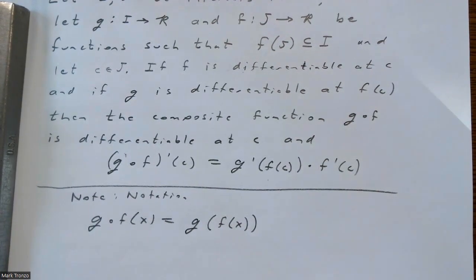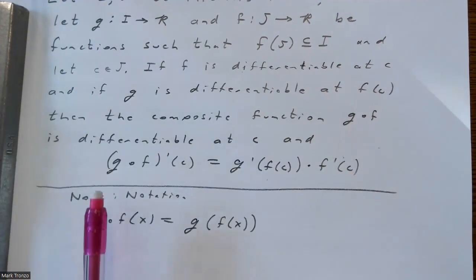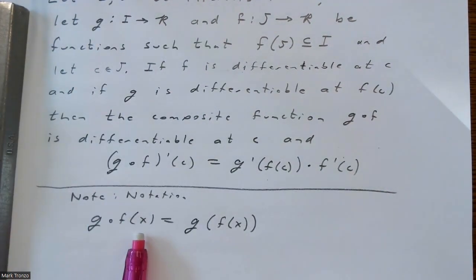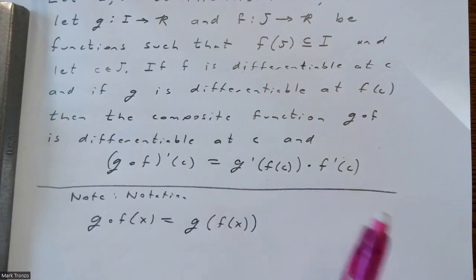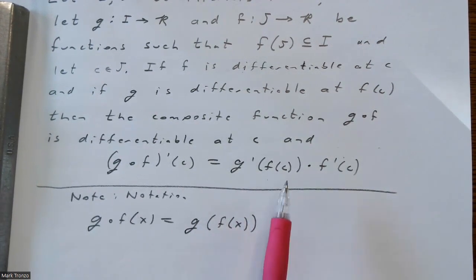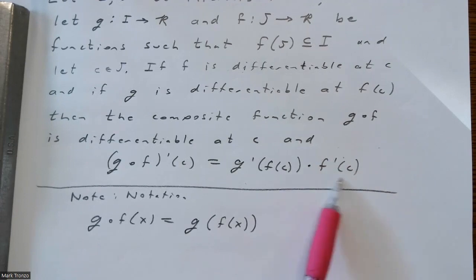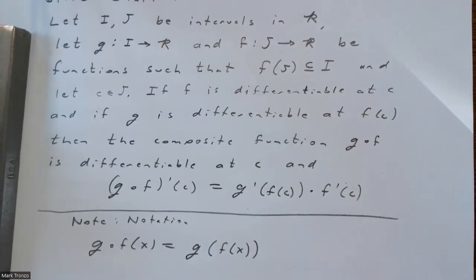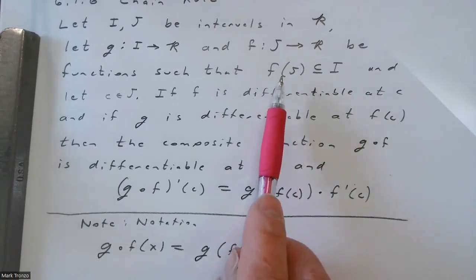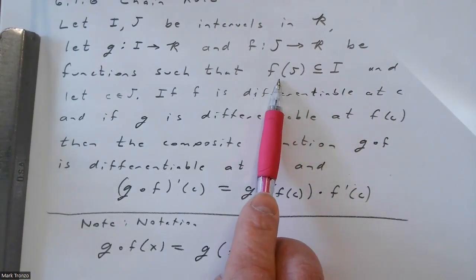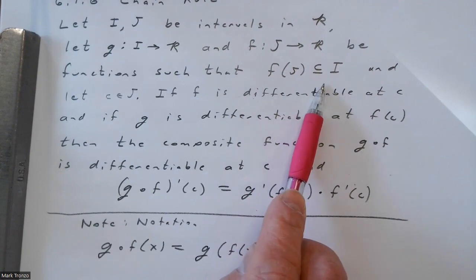So again, when you take the derivative of this composite function, you end up getting this here. You take the derivative of the function G itself, with the function F of C in there, times the derivative of this inside. We'll do some problems a little bit later on this. And then just note some of the notation here is that F of J has to be a subset of I.